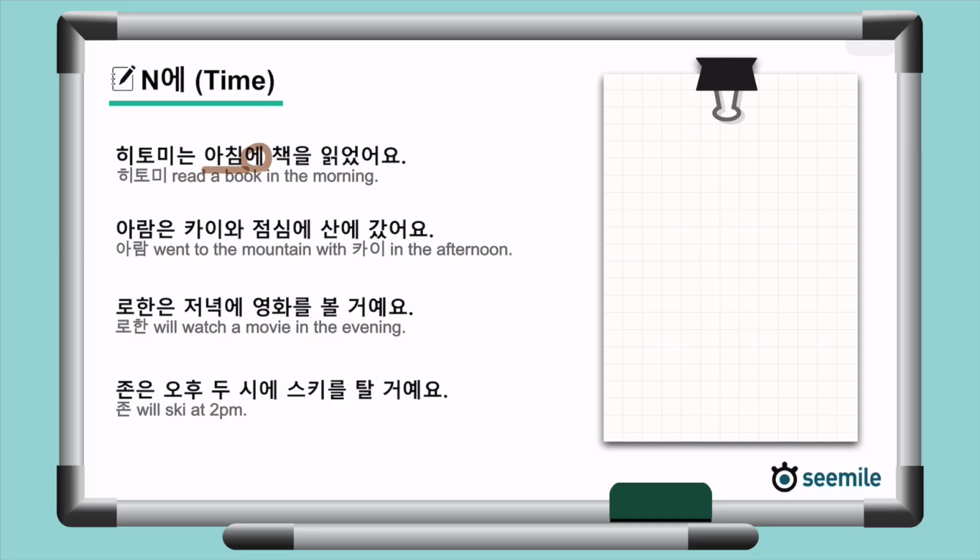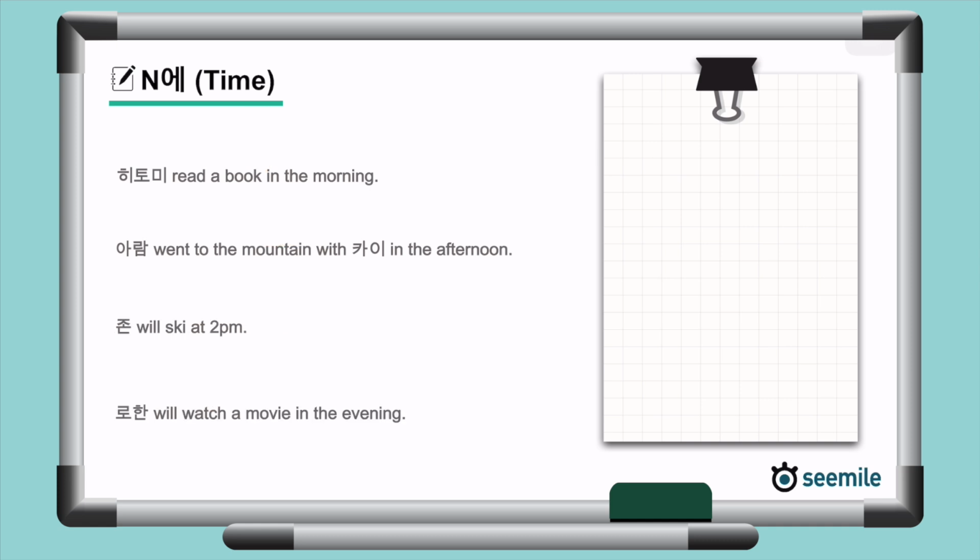아침, 점심, 저녁, 2시. They are all related to time. Yes, the particle 에 at times is used to indicate that the preceding noun refers to the timing of when something happens. Keeping that in mind, please pause the video for a moment and try saying these sentences out loud, one by one in Korean, and replay the video to check your answers.